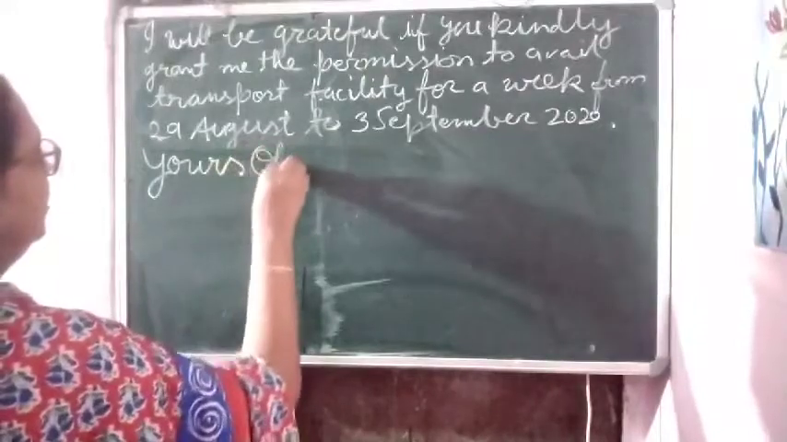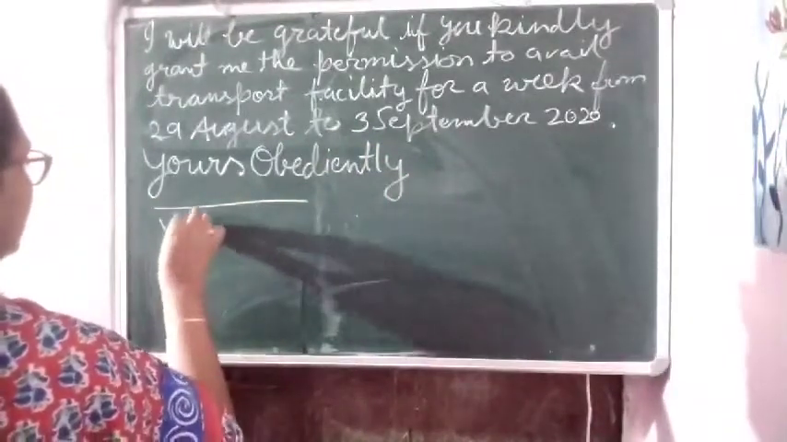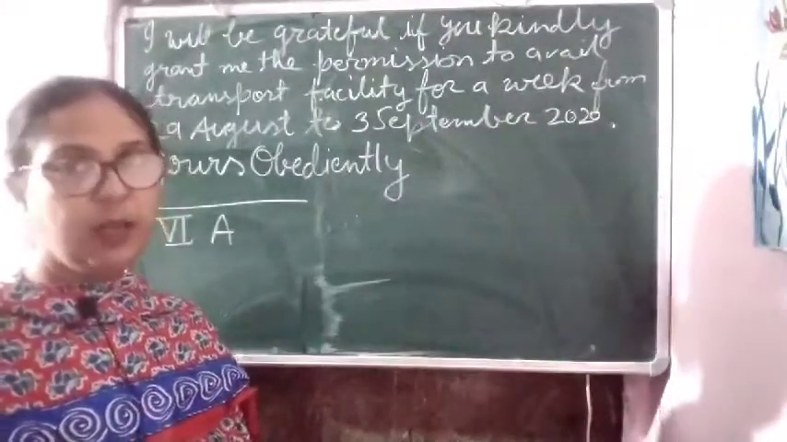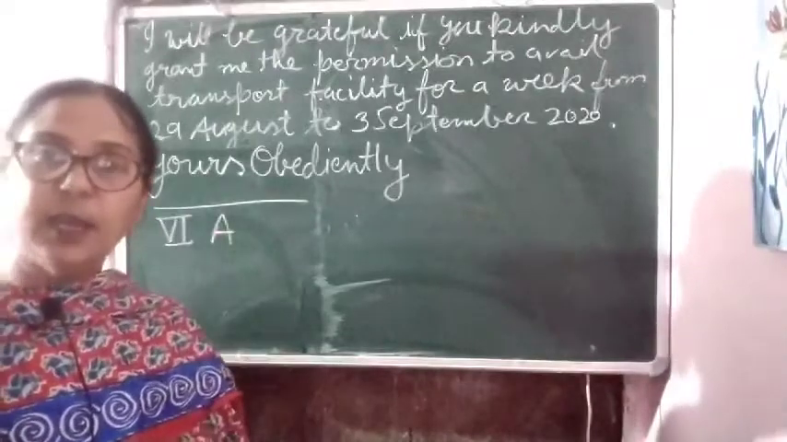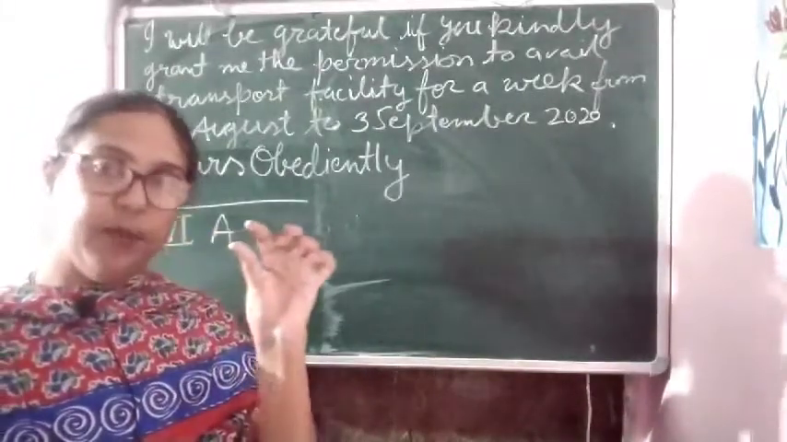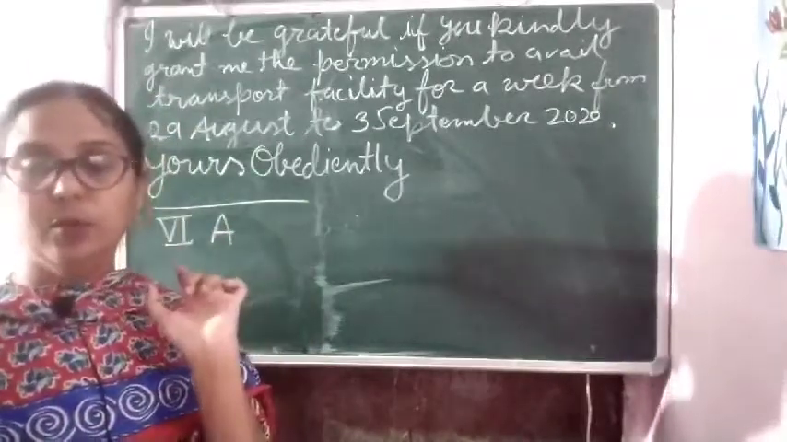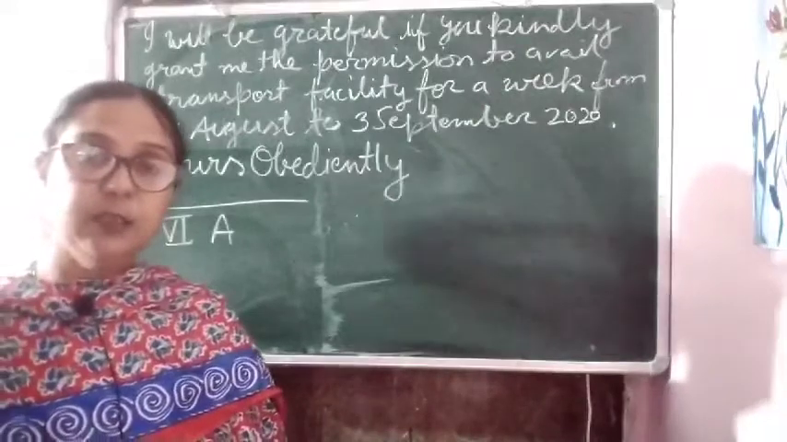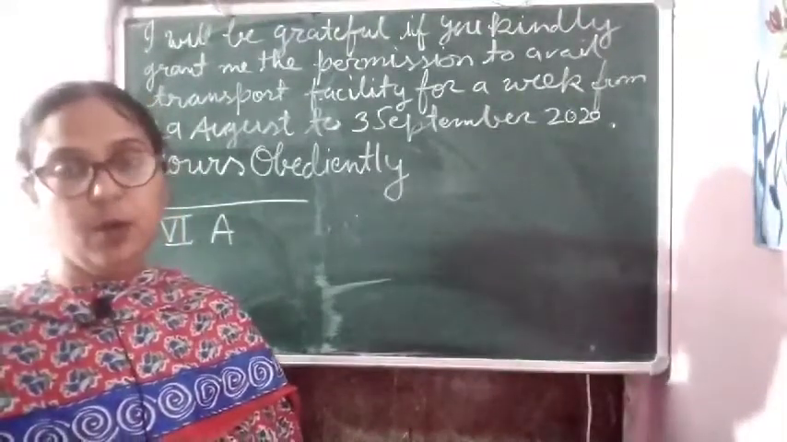After that you will write Yours obediently, and here you will write your name and your class. So this way we have to write an application to our principal for availing transport facility for a week. First of all, what we have written? We have written the recipient address, your principal's designation, and then the address of your school. Then you leave one line, then you write a date, then one line you leave, and then you write the subject, and then after that salutation, and after salutation you write the main body of the letter or application.